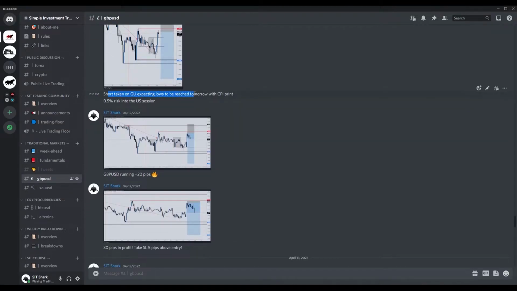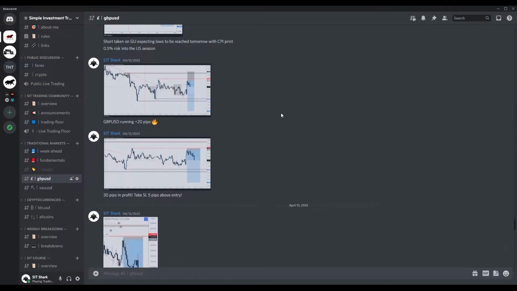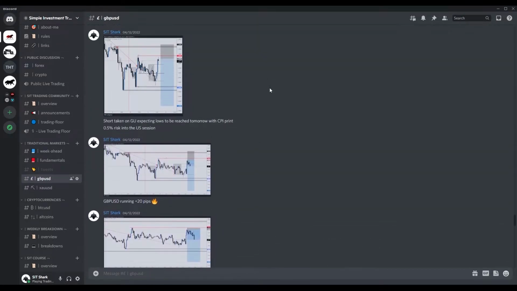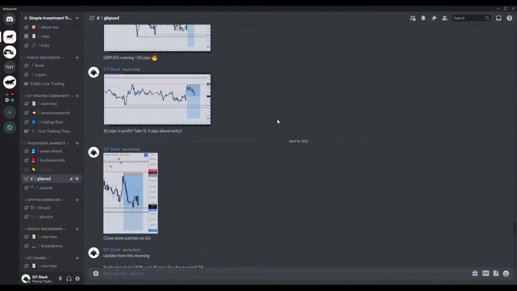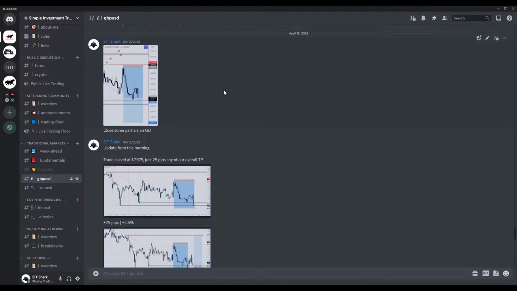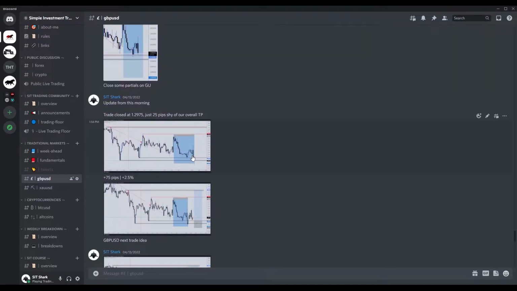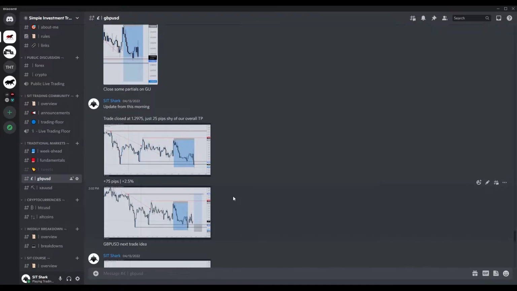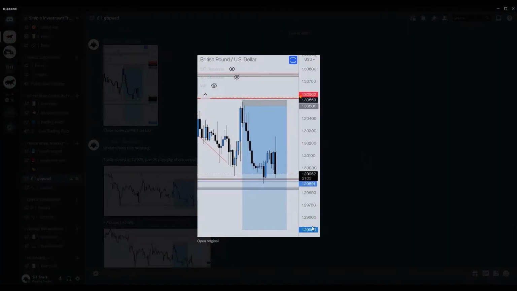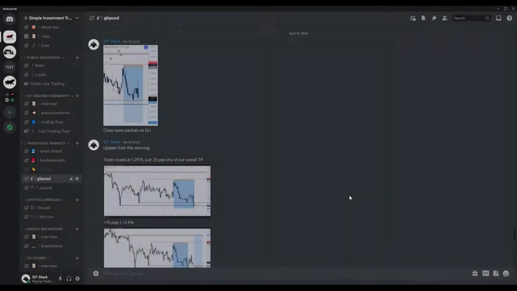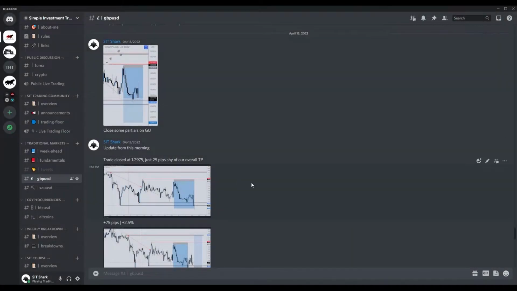Shorts taken on GU, expecting lows to be reached tomorrow with CPI print. So we are talking on Tuesday, and we were expecting also the price to come lower with the CPI print for the United Kingdom on Wednesday. Okay, so having that in mind, we took the short on Tuesday, we rode it into Wednesday, and in fact, when the numbers did come out for the UK, that's when we shifted from having a short position into a long.